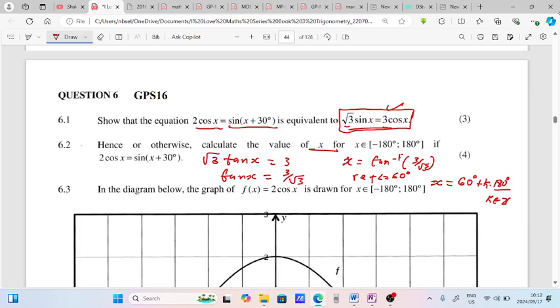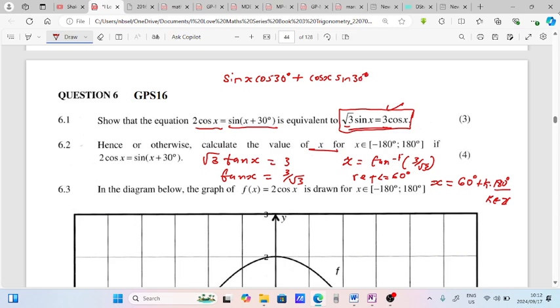Or expand that. Let's expand. You're buying sine x, and then multiply by cos 30 degrees again, then plus cos of x, sine of 30 degrees.